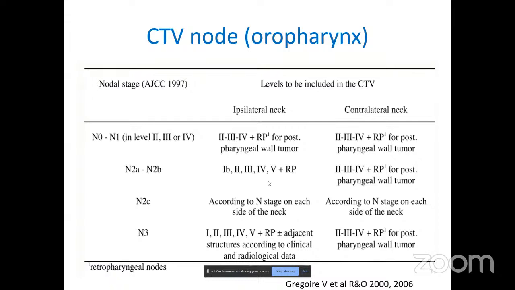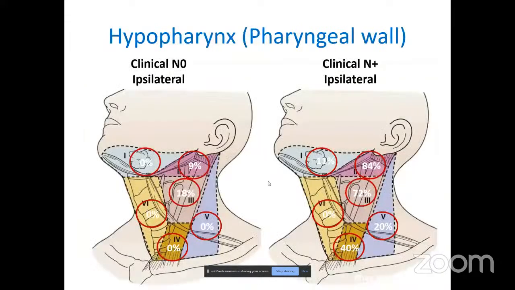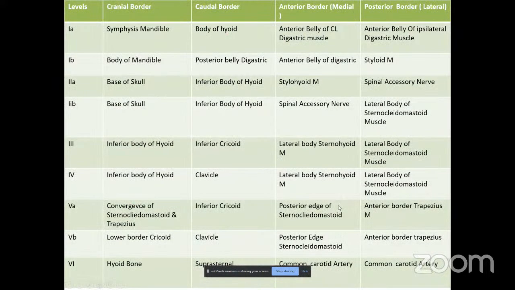As I am discussing 2D planning, I am not going into details about the CTV nodes of oropharynx or hypopharynx, but it is important to treat levels 2, 3, 4, and if required, retropharyngeal nodes. For hypopharynx, for node positive disease, lower level 4 involvement is more, as well as level 5. And these are the levels and borders. I am not going into details about the levels and borders of neck nodal anatomy; probably that will be discussed in radiological anatomy and later on in the conformal section.